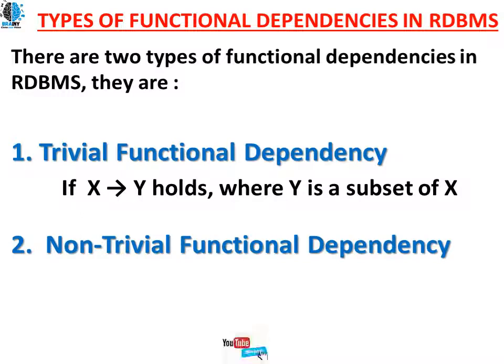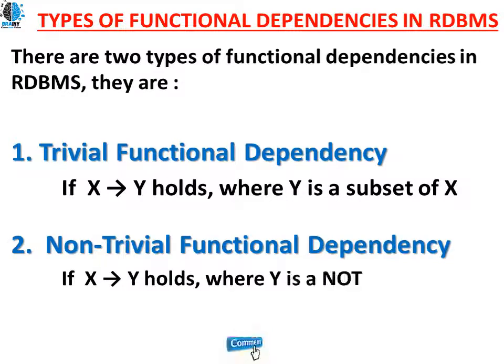If we are establishing cases to find out the functional dependency, that scenario is considered non-trivial functional dependency. So if X goes on Y, where Y is not a subset of X, then this is called non-trivial functional dependency. I will explain in more detail what trivial and non-trivial functional dependency are. So let's start with the first one, trivial functional dependency.